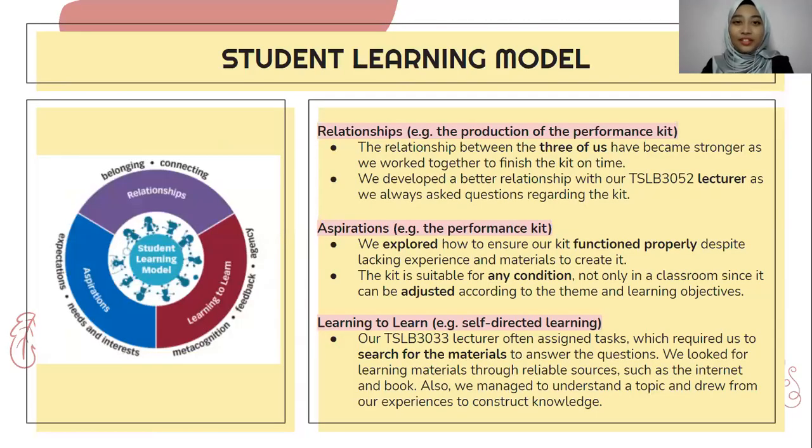Okay, now moving on to the student learning model, where the goal of this model is a student-centered learning experience that yields self-knowledge. As you can see, the first one is relationship. For example, during the production of the performance kit, we managed to develop a stronger relationship between us, the group mates, and also the lecturer, because we had more interactions with each other during the production process, as we had to ask lots of questions about how to create the performance kit.